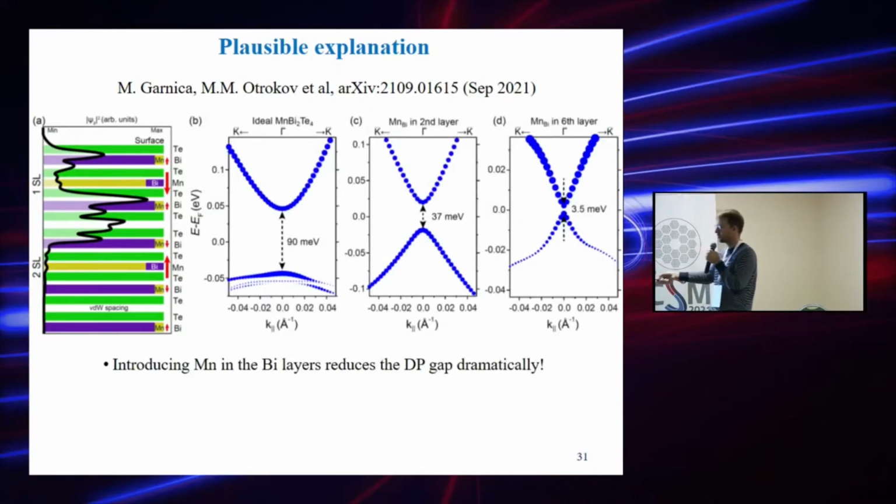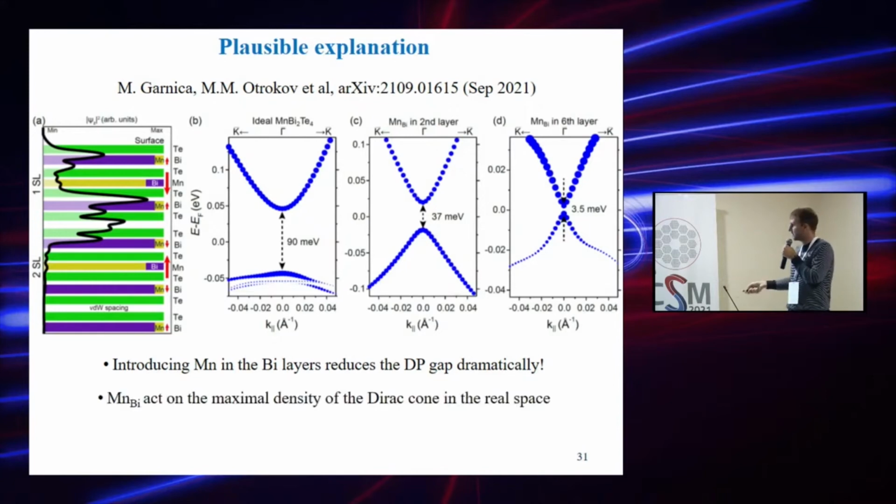So we decided to perform the direct calculation. This is the ideal case, 90 millielectron volts. Then we put 10% of manganese into the second layer. We see more than a twofold reduction of the Dirac point gap. But this is not the location of the maximum charge density. The maximum is here. We put 10% here, and we see 3.5 millielectron volts. It is gone. Here the scale is different. Okay, this is 3.5. Is this the final answer? I don't know, but there is something to it. This is a real effect, at least.